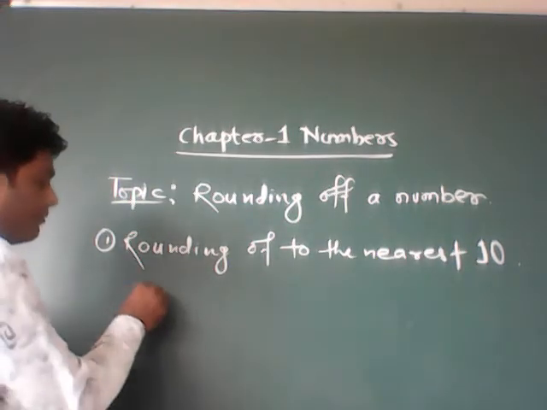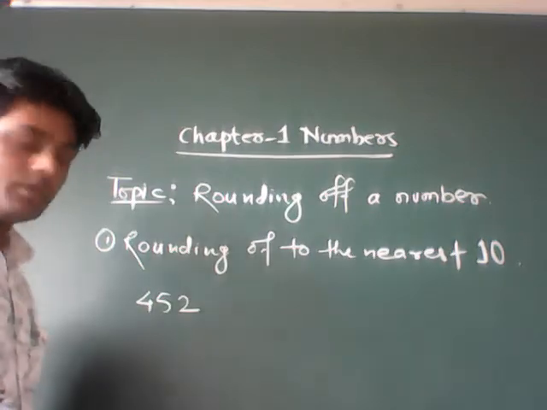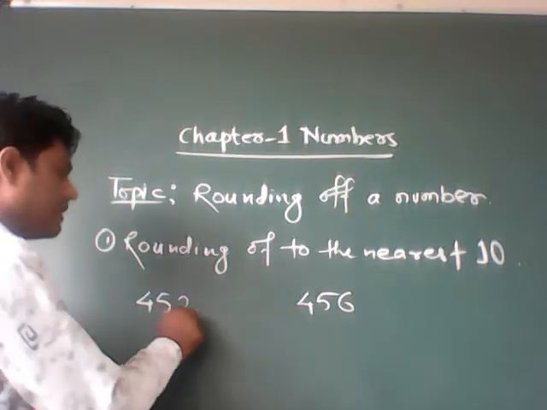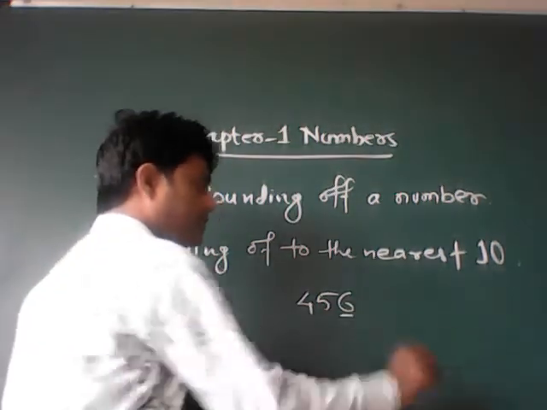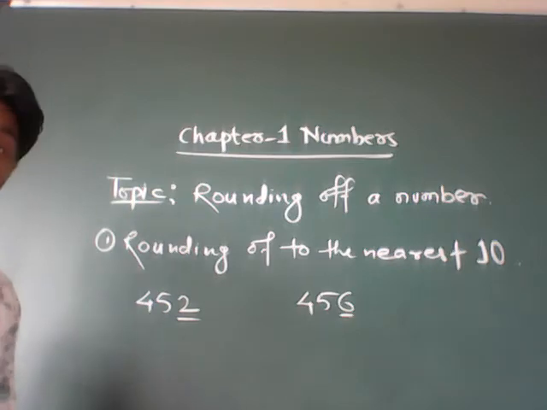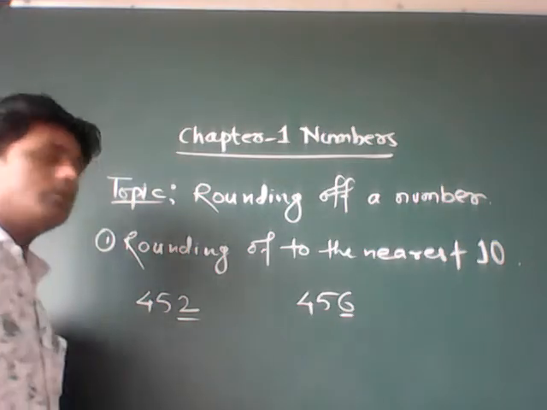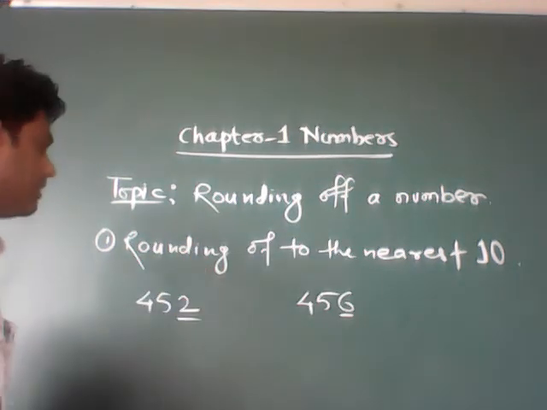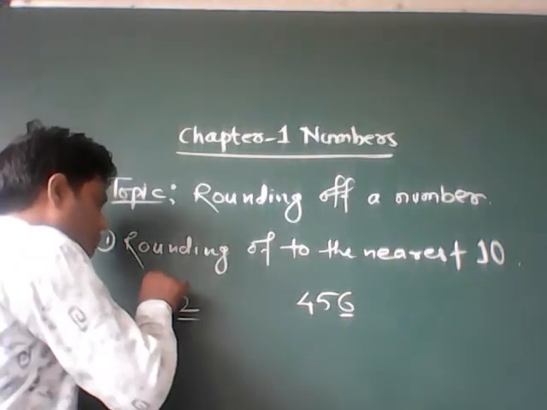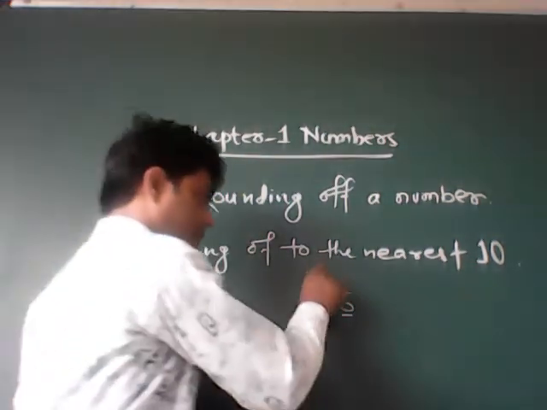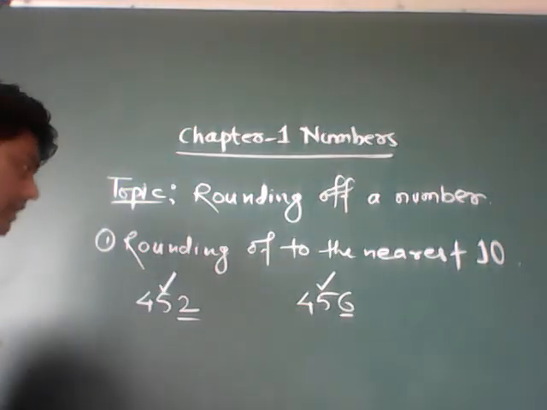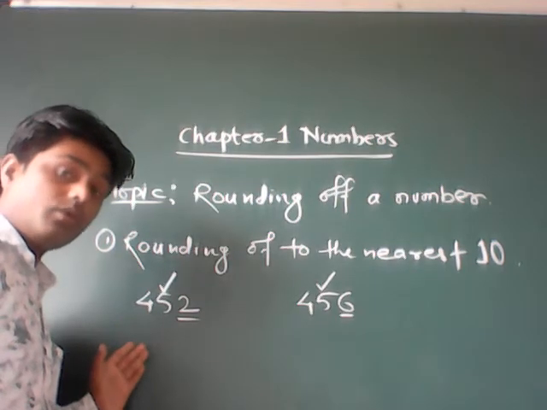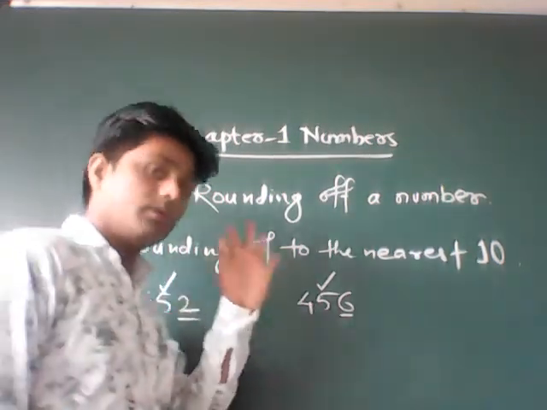If there is a number 452, and there is a number 456, we can see here at the ones place the digit is 2, and here at the ones place the digit is 6. What we are going to do is round these numbers to the nearest 10. Means if it is 452, we have to round this place, the tens place. Here also we have to round the tens place. So how to do it?